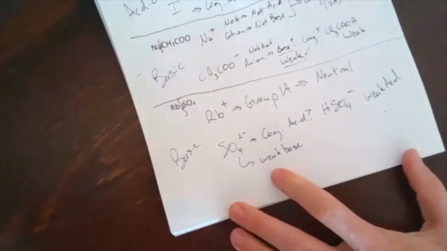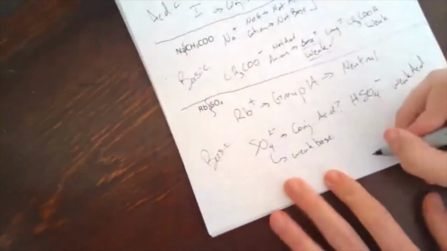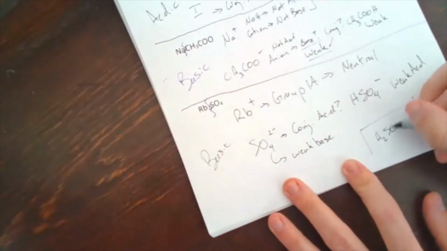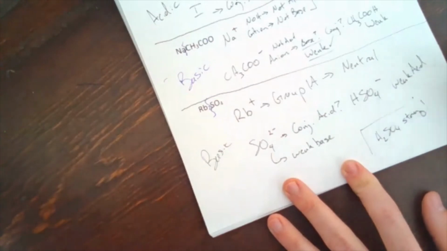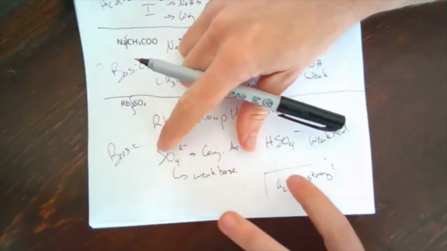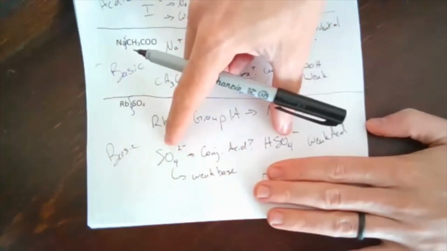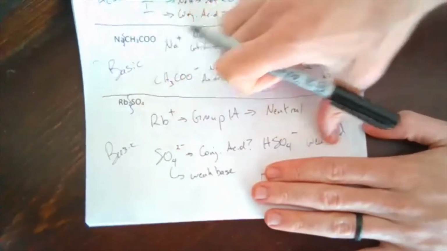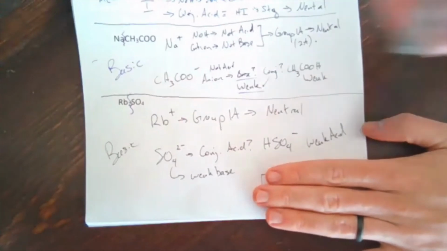So we really want to be careful. This salt is basic. You may be tempted to say that the conjugate is H2SO4, which is strong. But the difference between SO4 2 minus and H2SO4 is 2 hydrogens. So this is not a conjugate pair. This is the conjugate pair. And HSO4 minus is a weak acid. It's pretty good as far as weak acids go, but it is still a weak acid.